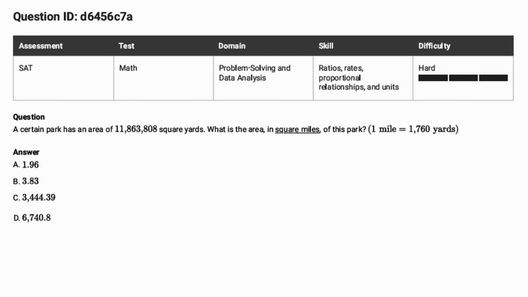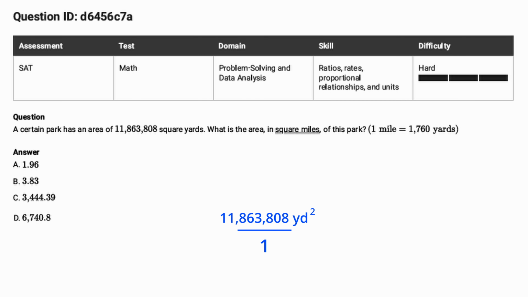All right, now this is a harder difficulty question. We have a big number here. It's super scary, I know. But trust me, if you guys understand how squared works when it comes to unit conversions, you guys will be just fine here. A certain park has an area of 11,863,808 square yards. What is the area in square miles of this park? All right, so let's take this one step at a time.